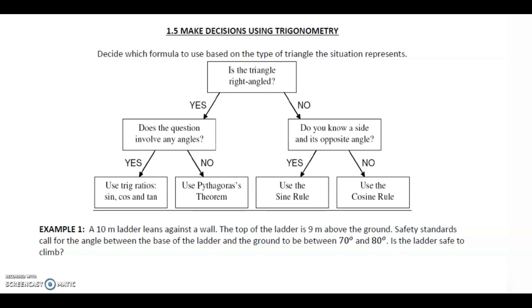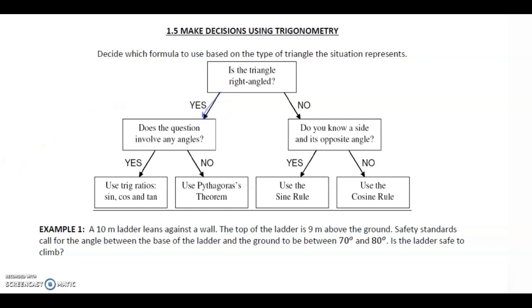1.5, make decisions using trigonometry. So we need to decide which formula to use based on the type of triangle the situation represents. So our first question is: is the triangle right angled? If so, we go this way.